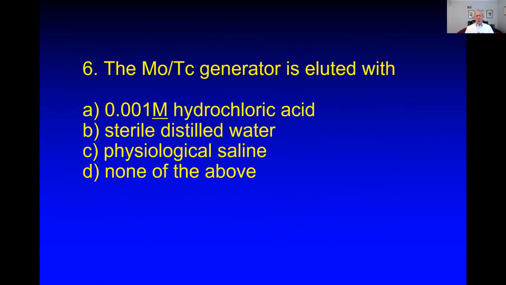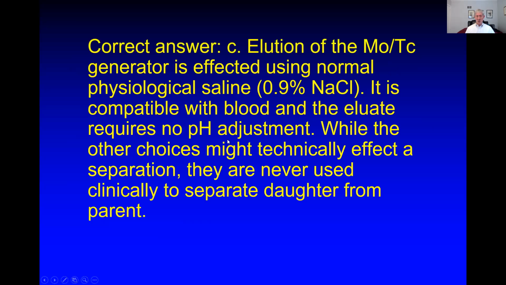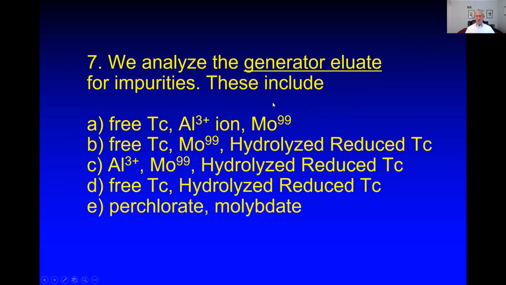Number 6, what do we elute with? What solution do we remove the pertechnetate with? C. That would be C, physiological saline, which is by definition 0.9% sodium chloride. So that would be choice C.